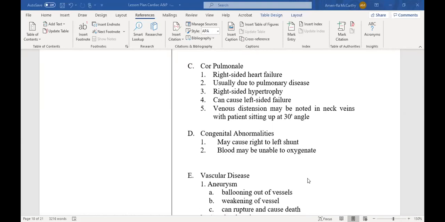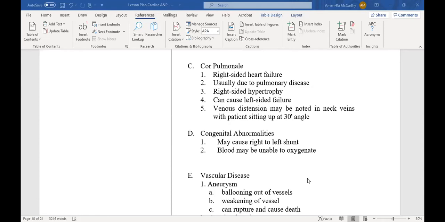You have right-sided hypertrophy. Remember we said hypertrophy is overworked muscle. It's overdeveloped because you're working it. The right side is having to work so much. Because look at this, if the right side of the heart has to push blood to the pulmonary artery, right? The right ventricle sends blood through the pulmonary valve into the pulmonary artery. Well, if the lungs are a problem, then the pressure inside the pulmonary artery is going to be higher than normal.